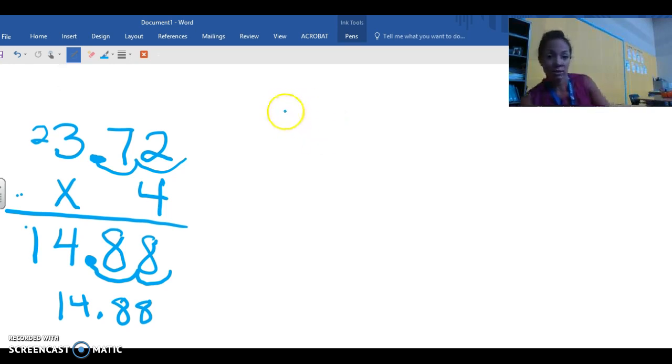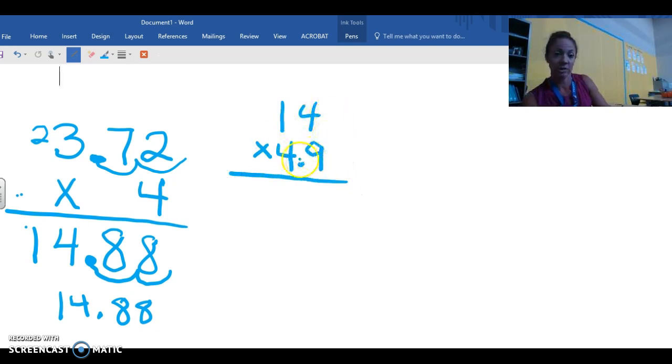So let's try another one and make sure you get all of this in your notes. So we have 14 times 4.9. Line everything up on the right side, just like that. 9 times 4 is 36. Carry the 3. 9 times 1 is 9. Plus 3 gets us 12.